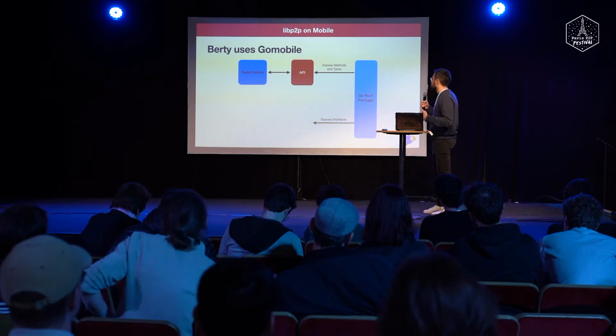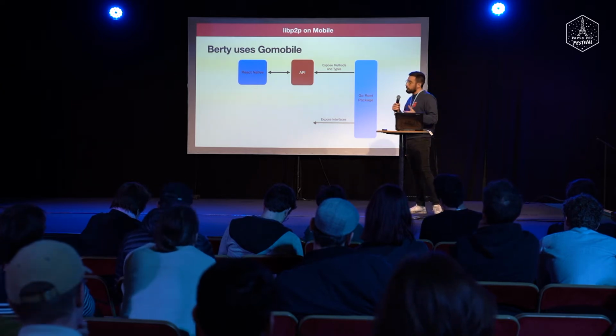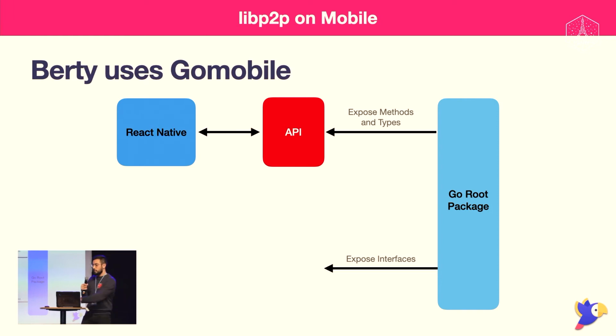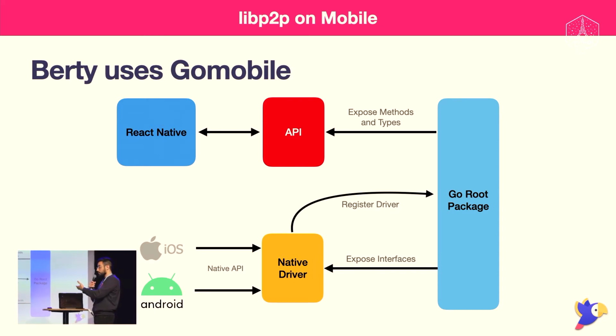But the most important part for us with libp2p is the second one, exposing interfaces, because the interface will enable us to implement what we call native drivers. A native driver uses native APIs, like the iOS API and the Android API. For example, if you want to implement Bluetooth, you expose some interface methods that you want to implement with Bluetooth, implement them directly with a native API to create a native driver, and then register this native driver directly on the Go side.